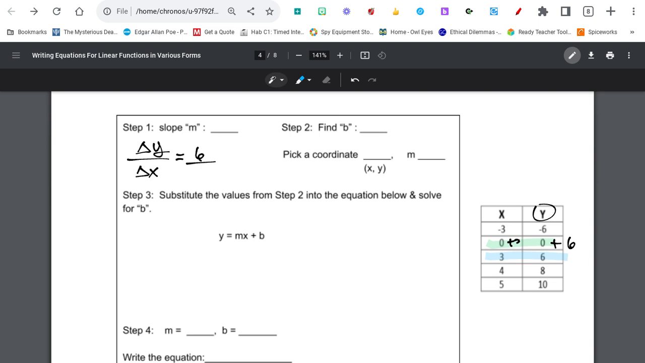The change in x: what are you doing to 0 to get to 3? You add 3. 0 plus 3 is 3. And 6 divided by 3 is 2. So the slope here is just 2.